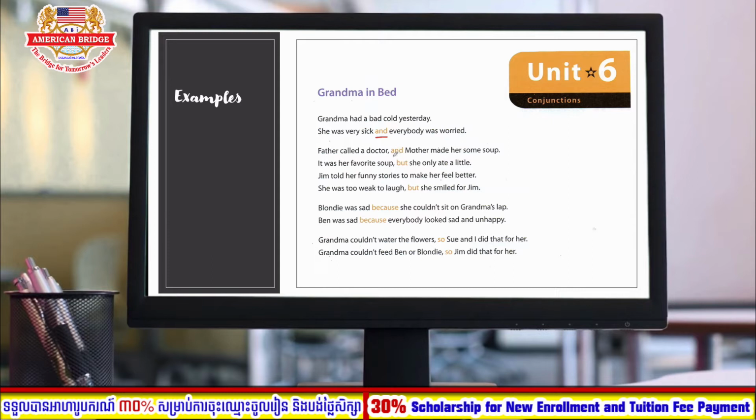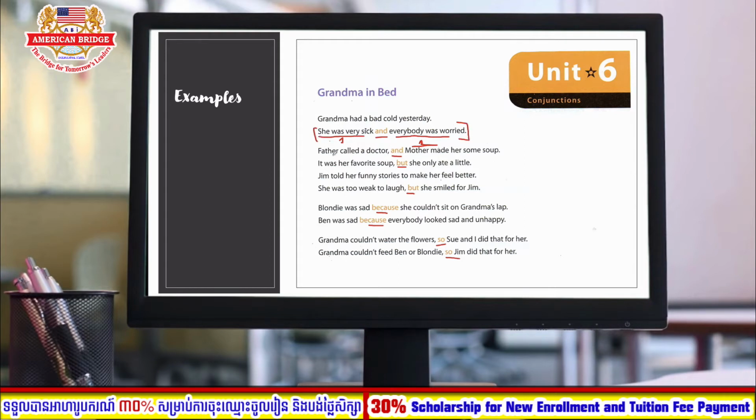As you notice in the use of conjunctions, most of these conjunctions here are in the middle of the sentences. Why? Because they link the sentences together. If you look here, Grandma was very sick. This is one sentence. Everybody was worried. This is another sentence. However, instead of writing these as two separate sentences, the conjunction links these two sentences, or what we call clauses, together into only one sentence.